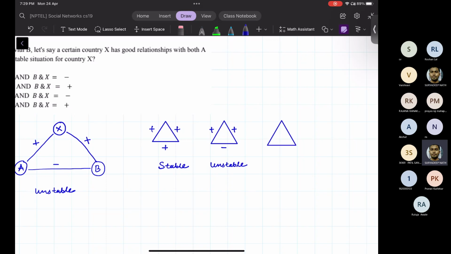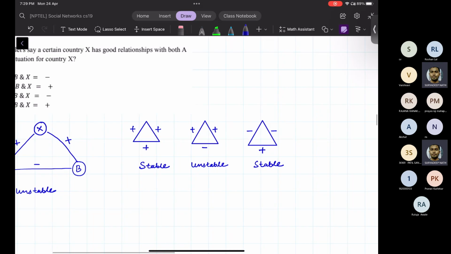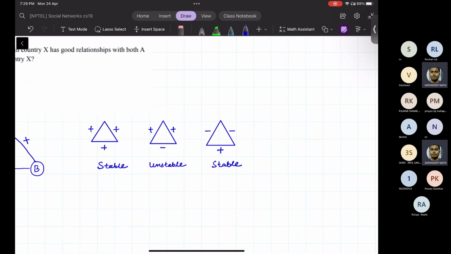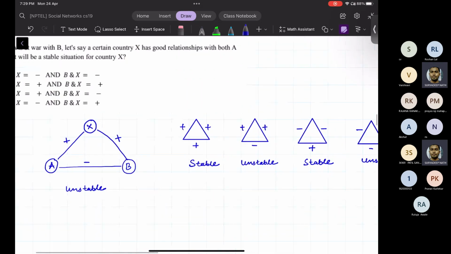And minus minus plus, this is again stable. This is known as the enemy's enemy becoming a friend. And if it is minus minus minus, sorry, this is unstable. This is where one of them would become, enemy become friend. So one of the minuses is likely to change into a plus. So these are the four types of triads that usually occur.